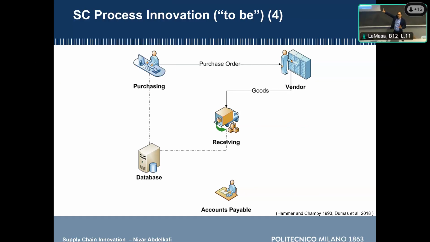And if there is a problem, it will be signaled quickly, right? It has to be solved. Then they require the purchasing department to decide: do they have to accept the goods or not, because it is not matching with the purchasing order? And then they have to find a solution.